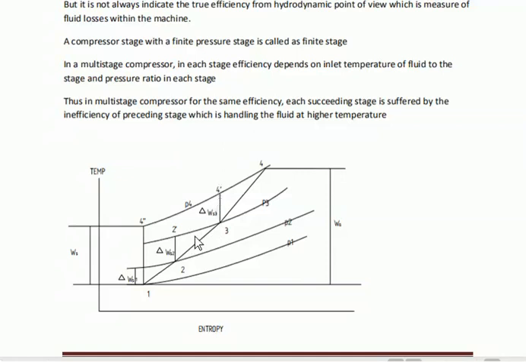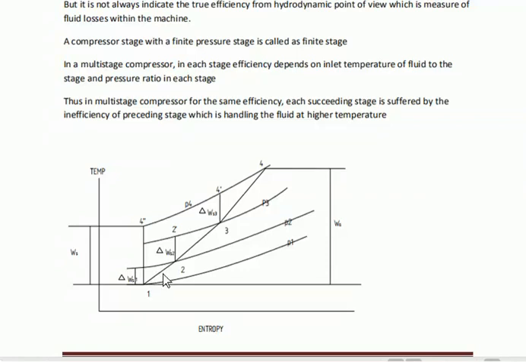Each stage's efficiency depends upon the inlet temperature of the fluid to that stage. For example, if the fluid is flowing into this first stage at a certain temperature, its efficiency depends upon the inlet temperature of that fluid.